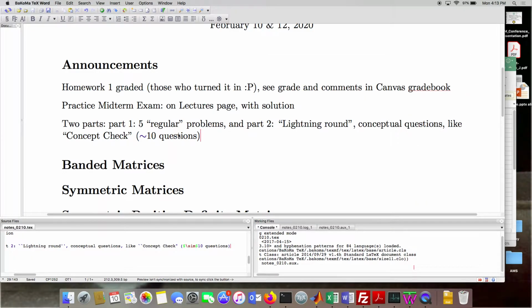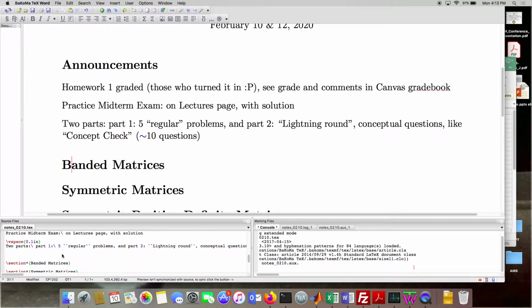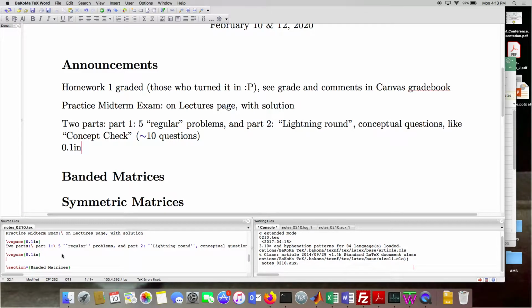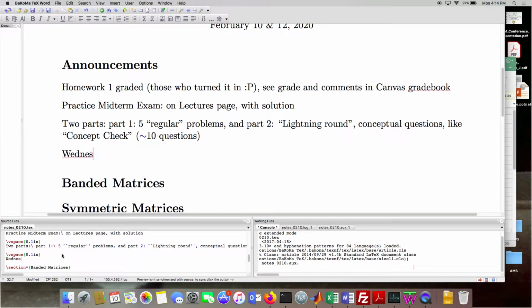So be sure to take a look at the practice test. So the last class period before the test, Wednesday, February 19th, that'll be a review. So no new material. We'll be going over the practice exam solution and just talking about different types of problems and things that you might expect. But I try to have a no surprises kind of test.